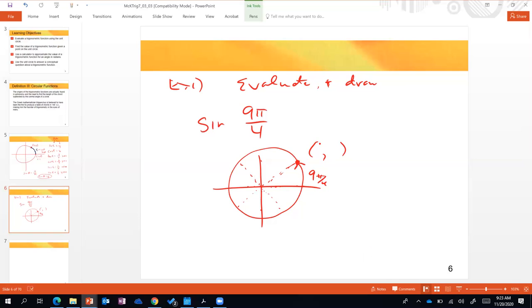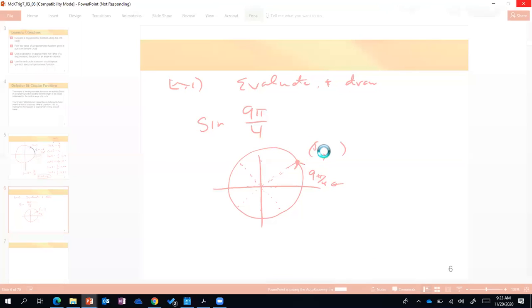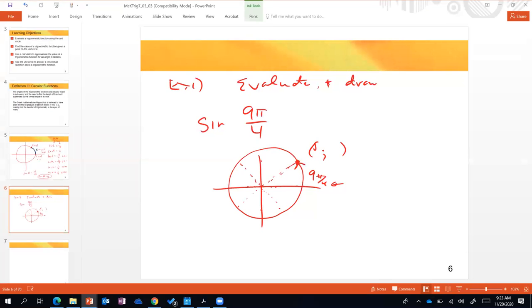Root 2 over 2, root 2 over 2. Perfect. That little denominator of 4 means we're cutting a 90-degree angle into 2 pieces, or 180 degrees into 4 pieces. So root 2 over 2, another root 2 over 2, and the answer is it's just this little y coordinate, root 2 over 2. Are we good?